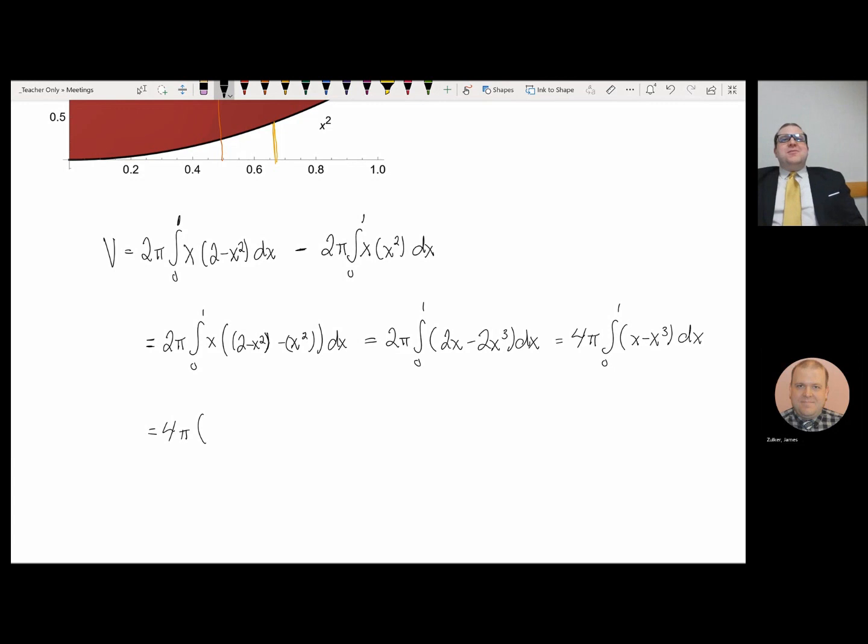I'm confused. The part up there where it says 2 minus x squared minus x squared, is that negative x squared? It's just minus x squared, right? Because what we're doing is we're taking that larger height, which is 2 minus x squared, and subtracting from it the smaller height, which is x squared.